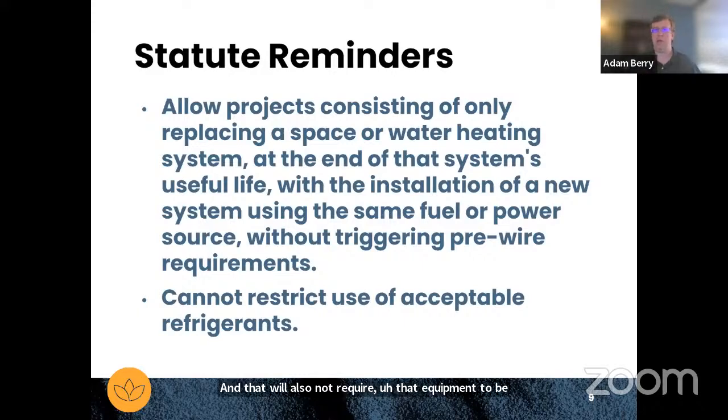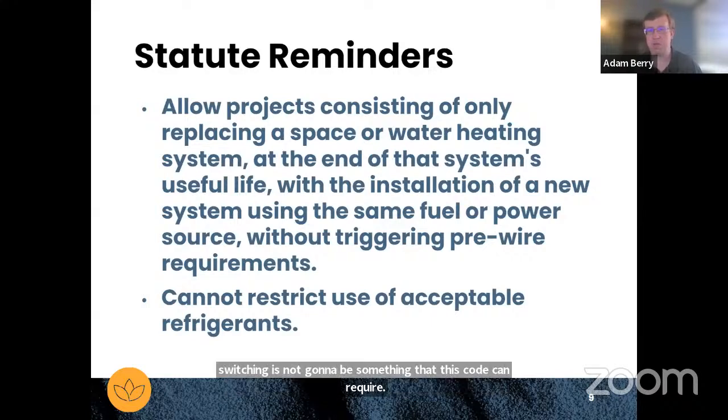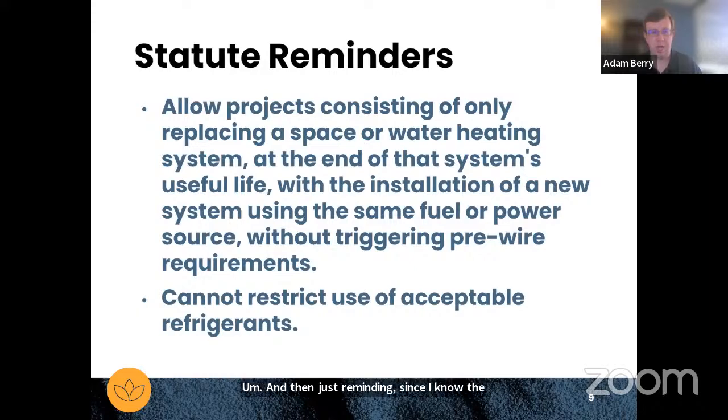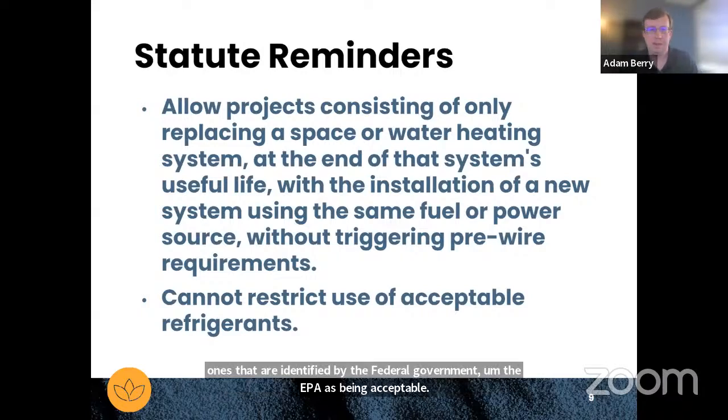So our electric ready code will apply for new buildings. And if a renovation is happening where you are taking equipment out or replacing equipment voluntarily, the pre-wiring can apply. But if it's just at the end of useful life failures, pre-wiring and fuel switching is not something that this code can require. And then just reminding, since I know refrigerants have come up a couple of times, that the code cannot restrict the use of acceptable refrigerants, and acceptable refrigerants are all the ones that are identified by the federal government, the EPA, as being acceptable and allowable refrigerants. Next slide. Okay, the next one's EPCA.